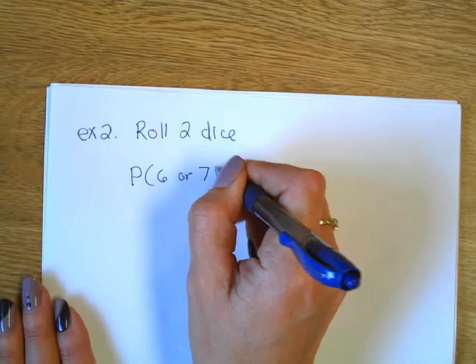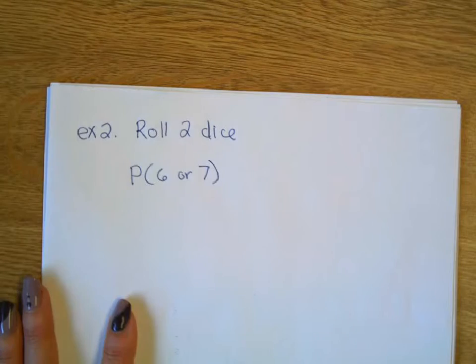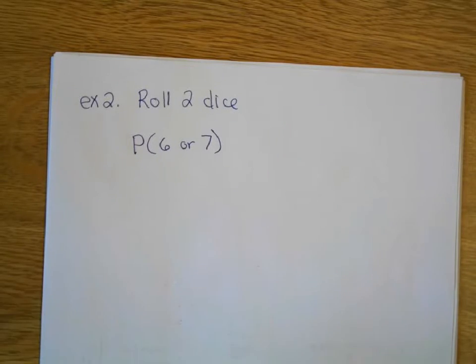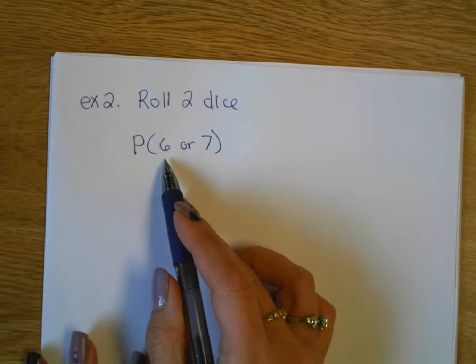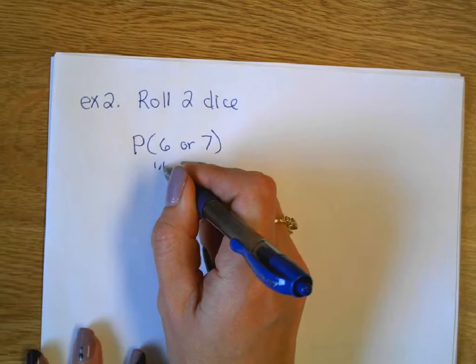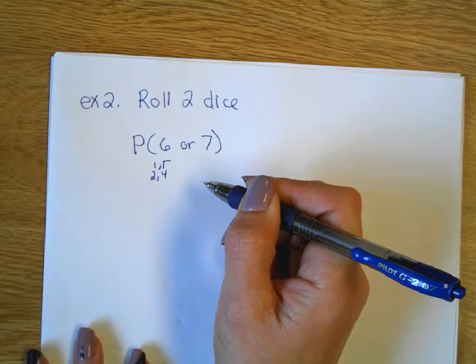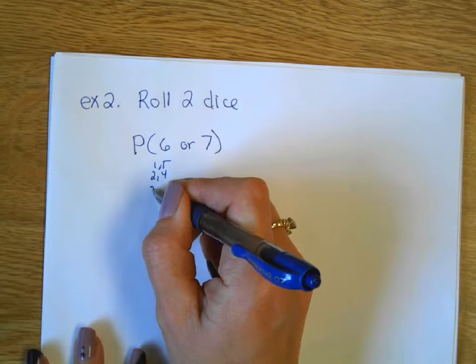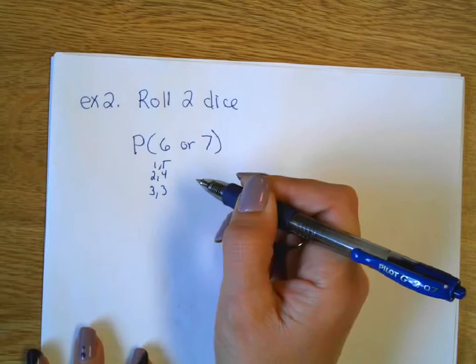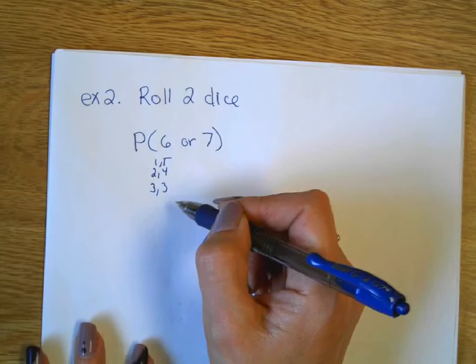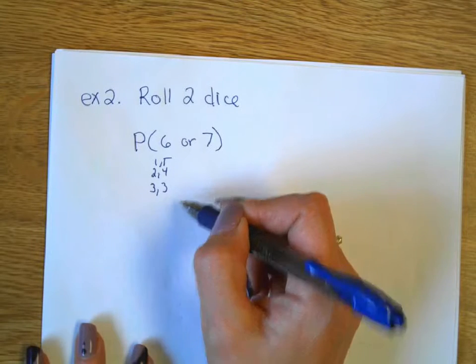A sum of 6 or a sum of 7. So the 2 numbers added together have to give you 6, or the 2 numbers added together have to give you 7. You have to know all the options, so you've got to list them out. Which situations add up to 6? You should give them the table. 1 and 5, 2 and 4, and 3 and 3.